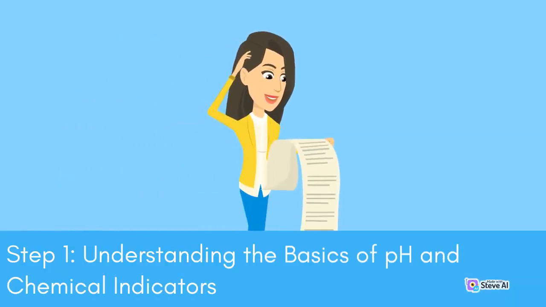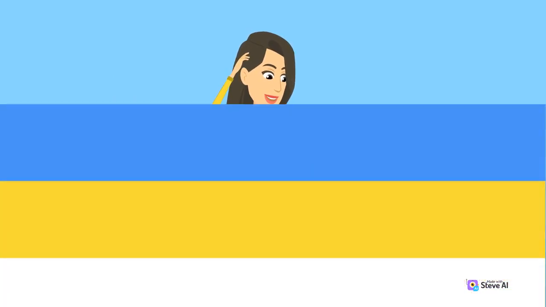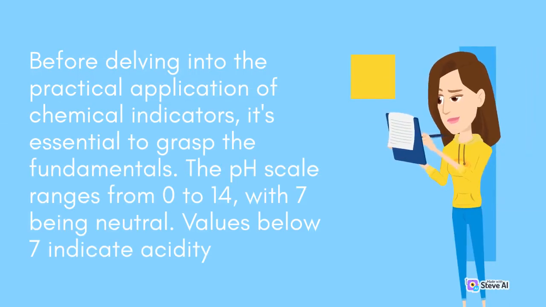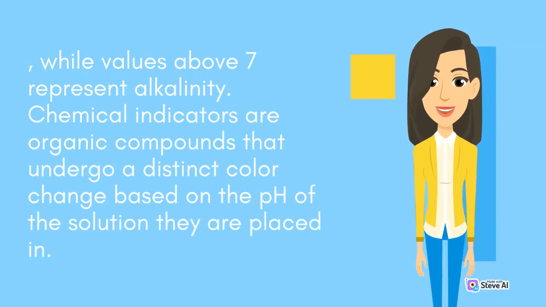Step 1. Understanding the basics of pH and chemical indicators. Before delving into the practical application of chemical indicators, it's essential to grasp the fundamentals. The pH scale ranges from 0 to 14, with 7 being neutral. Values below 7 indicate acidity, while values above 7 represent alkalinity. Chemical indicators are organic compounds that undergo a distinct color change based on the pH of the solution they are placed in.